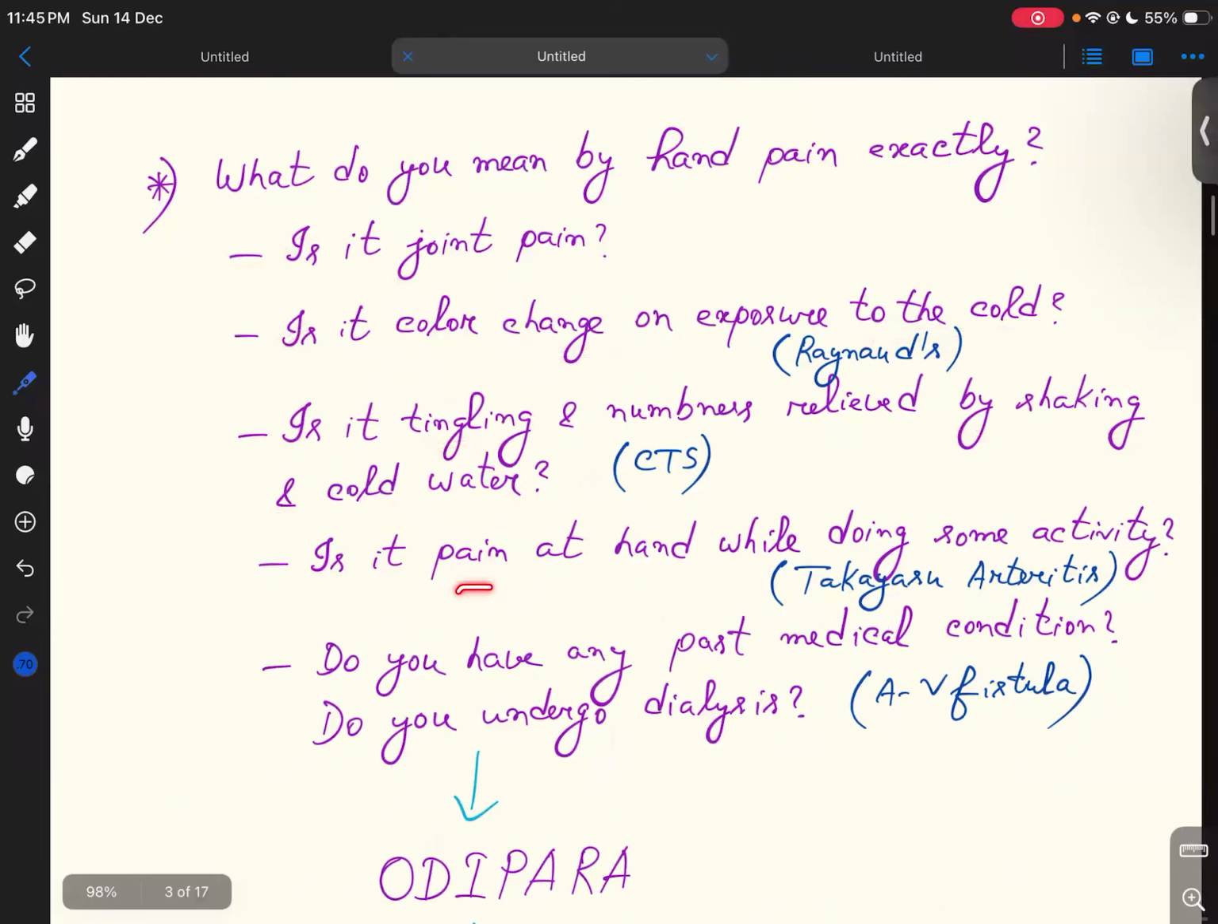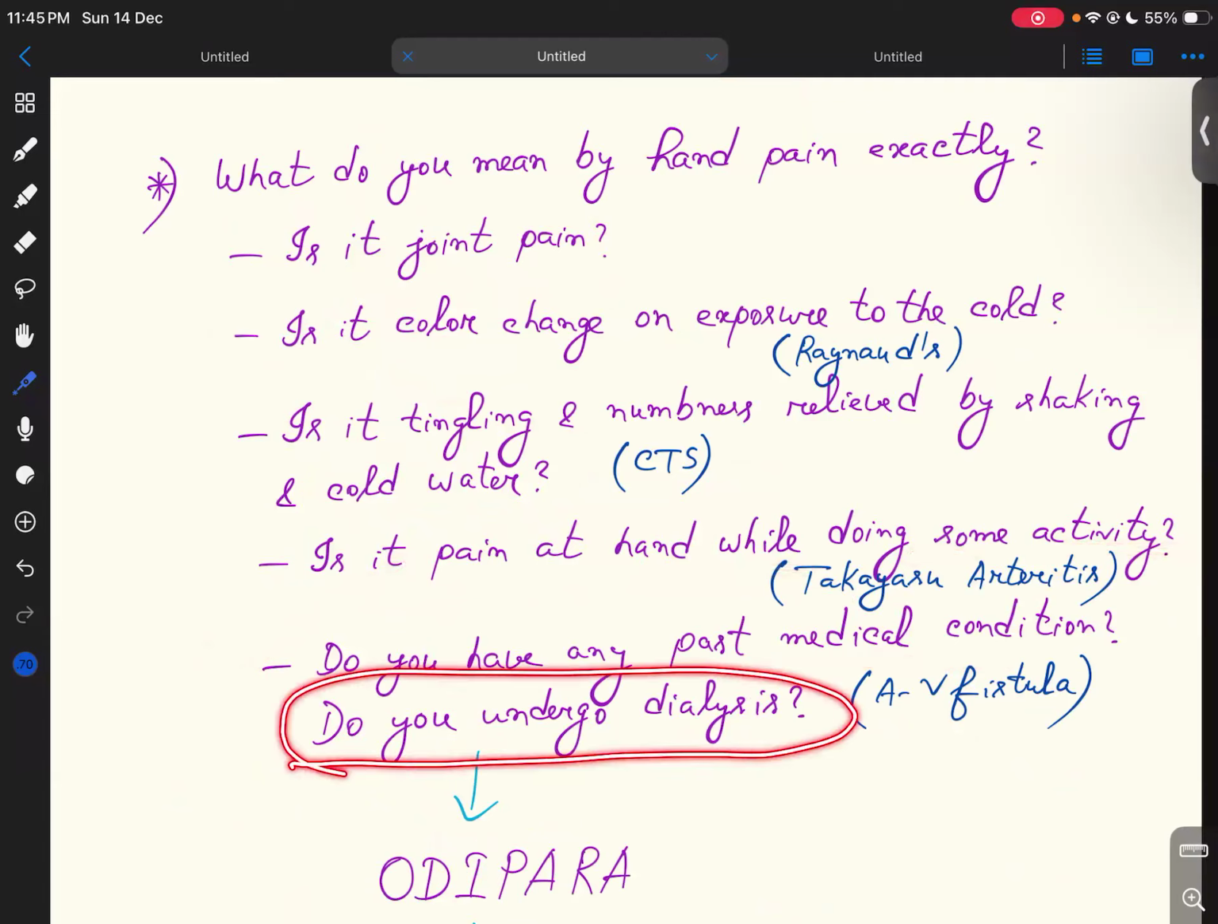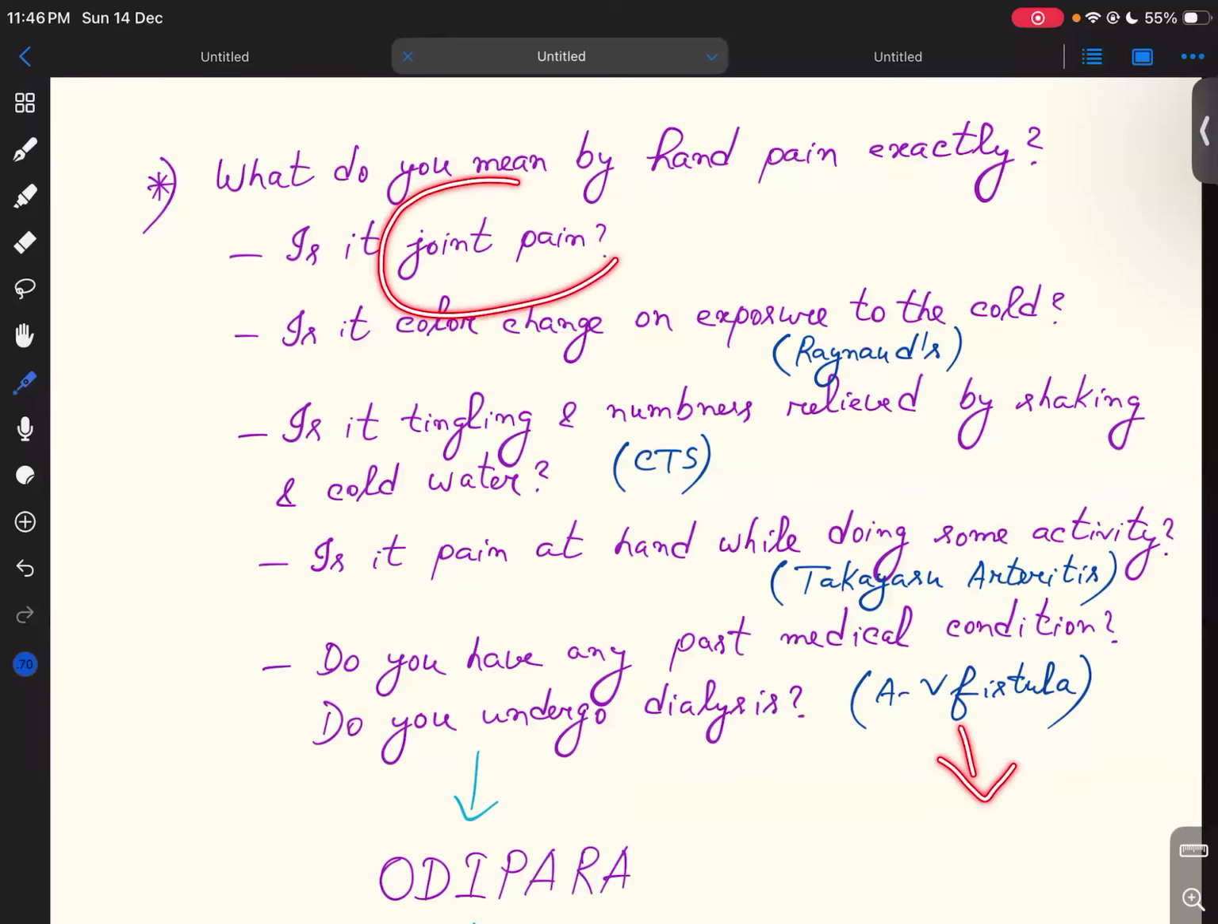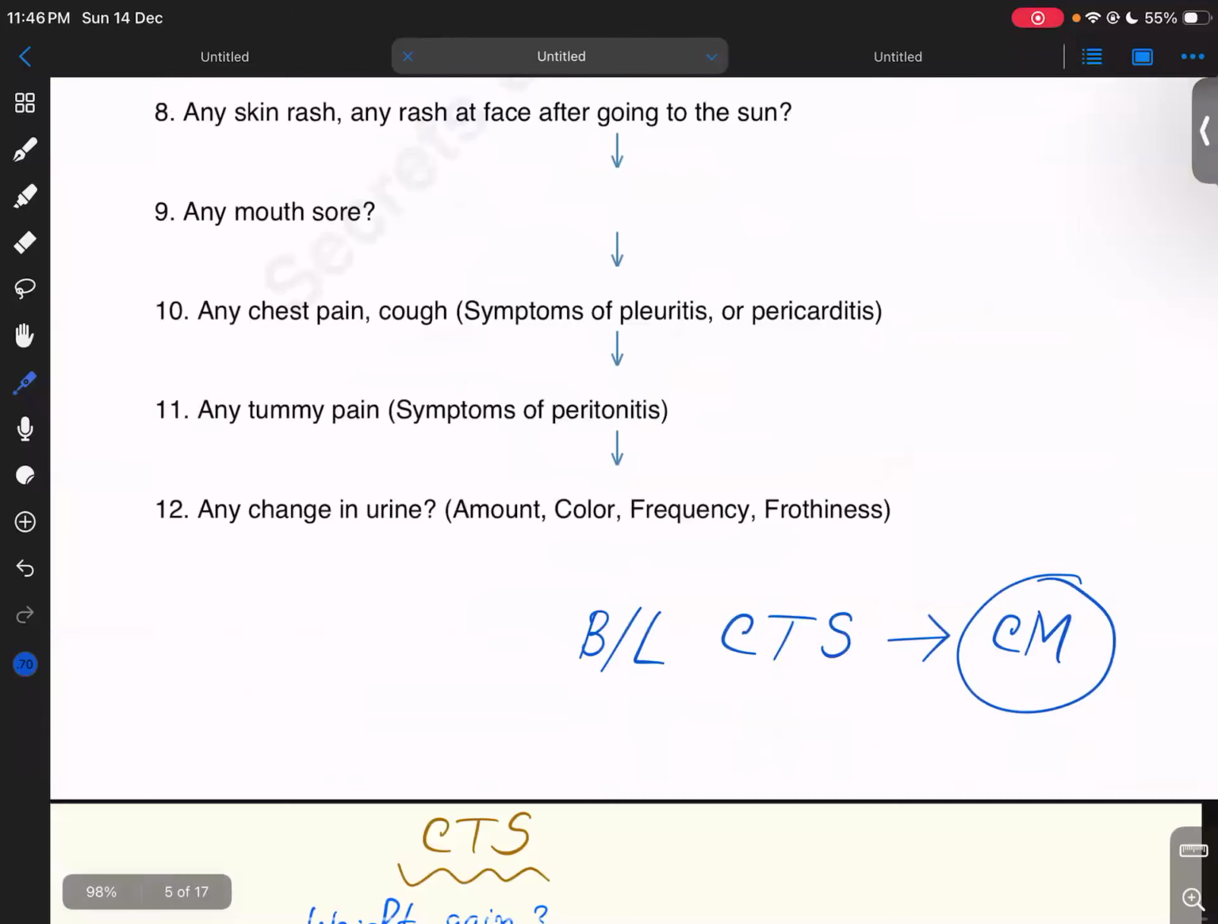Is it pain in the hand while doing some activity? Or do you have any past medical condition that I should be aware of? Do you undergo dialysis? And can I see your hand? By seeing the hand, you will automatically be able to identify whether this is AV fistula, or joint pain like psoriatic arthritis or rheumatoid arthritis, or Raynaud's phenomenon. So this is all for hand pain.